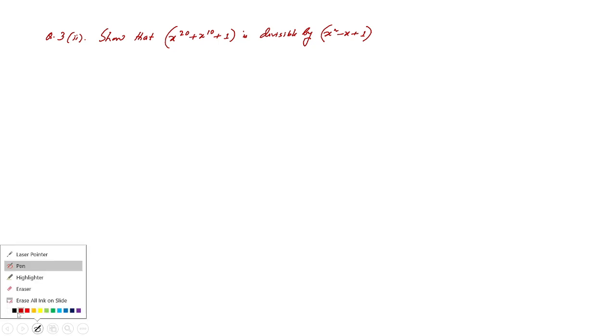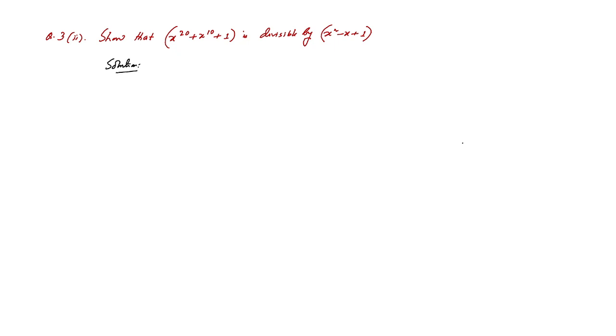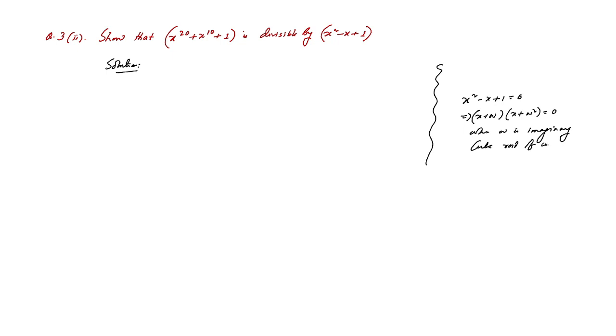How to show? First we will find out the roots of x square minus x plus 1. So x square minus x plus 1 equals 0. So we can write here (x minus omega)(x plus omega square) equals 0, where omega is the imaginary cube root of unity. So that means x equals minus omega and minus omega square.